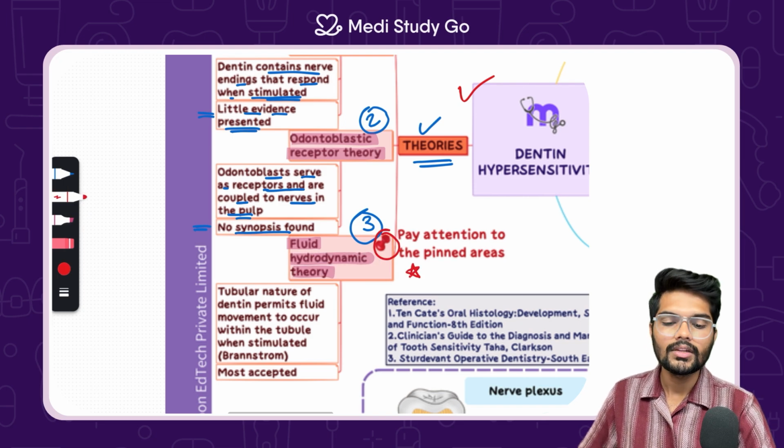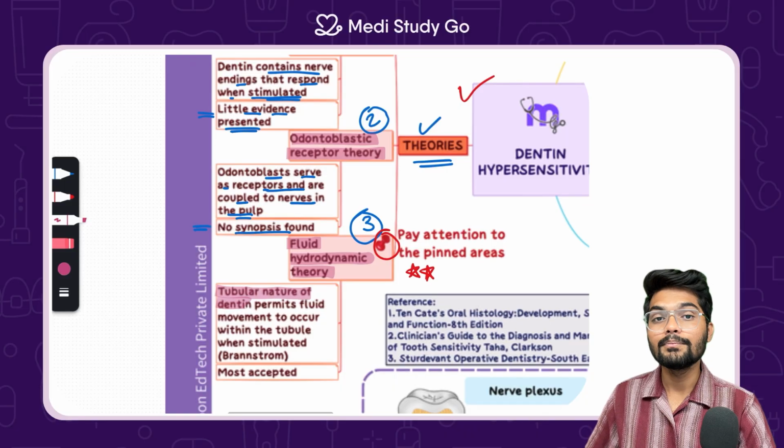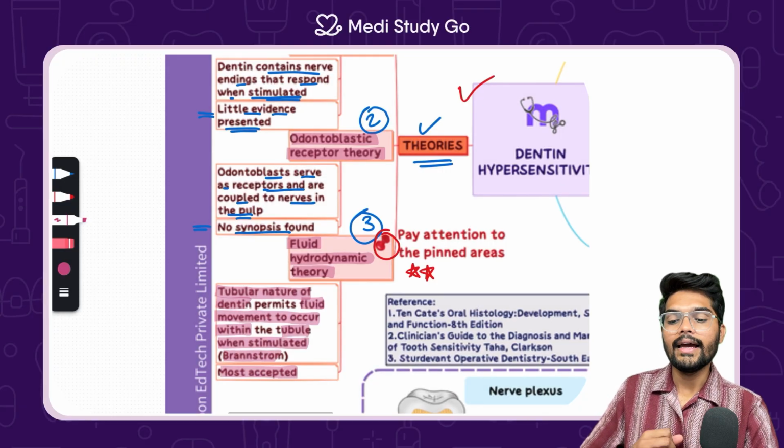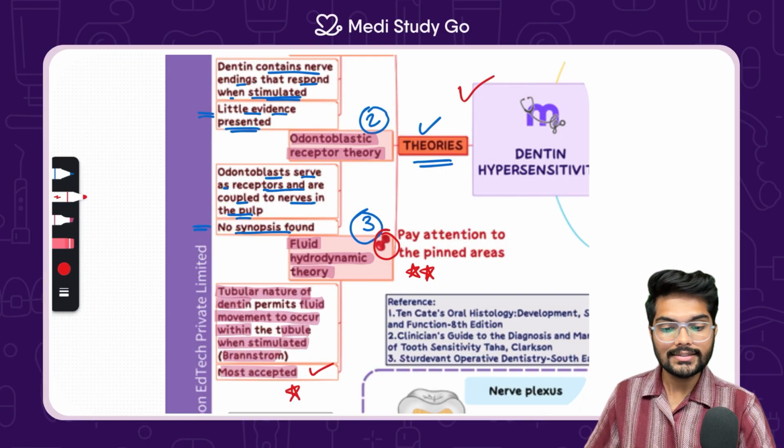Which brings us to the third and probably the most important theory, that is the fluid hydrodynamic theory. According to this theory, the tubular nature of dentin permits fluid movement to occur within the tubule when stimulated. Now, this was given by Brannstrom, and this is the most accepted theory.